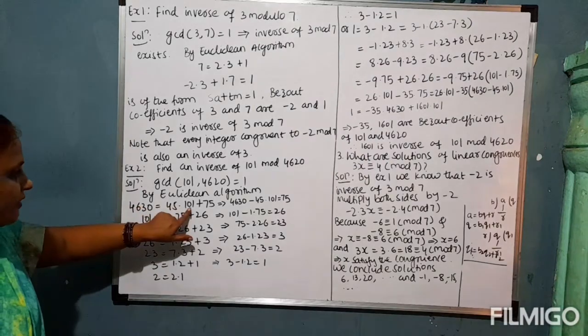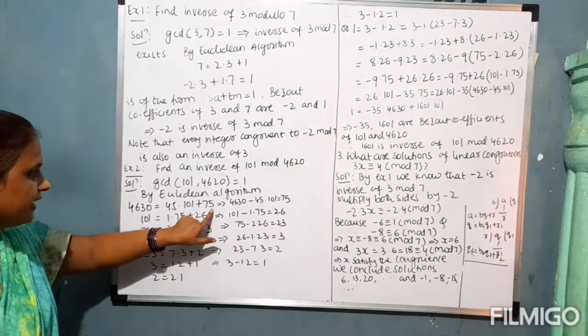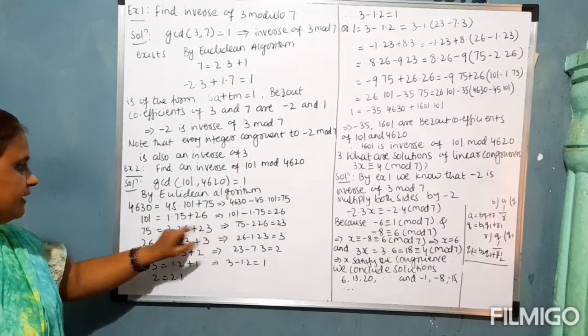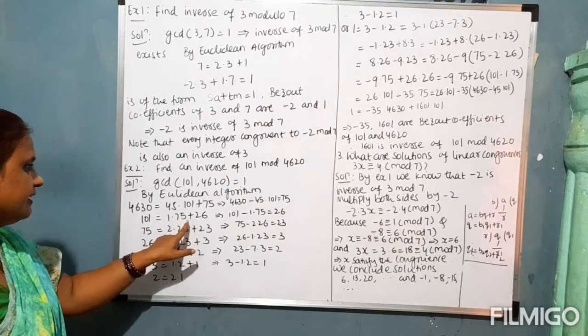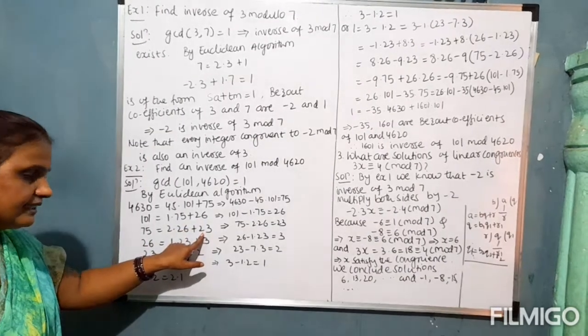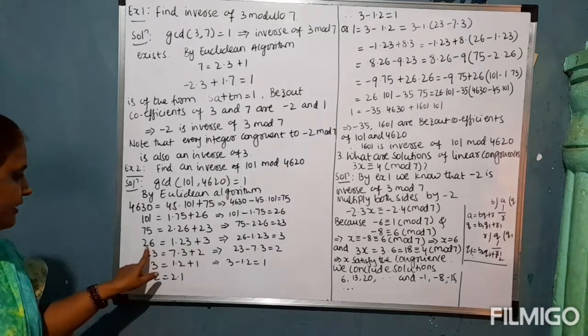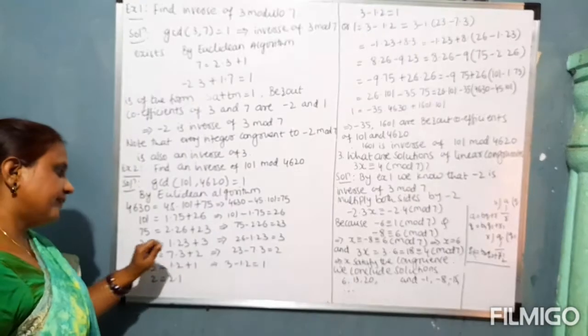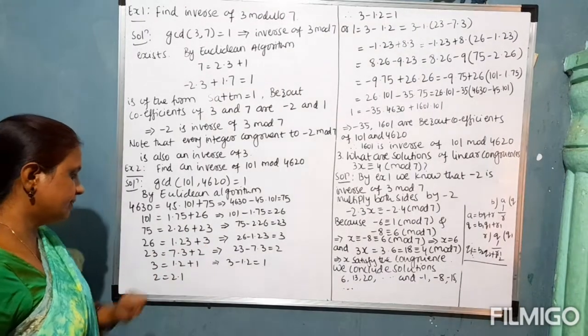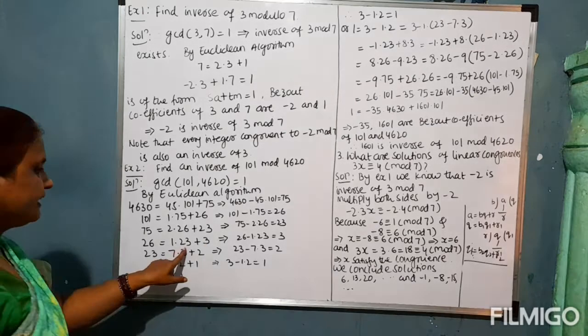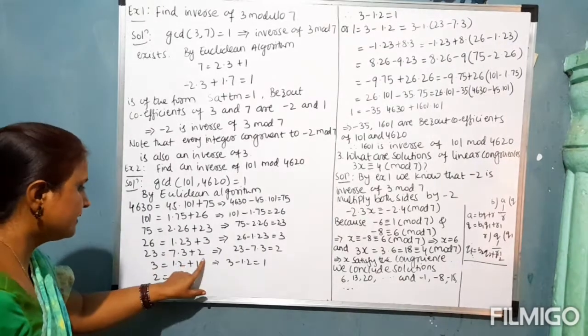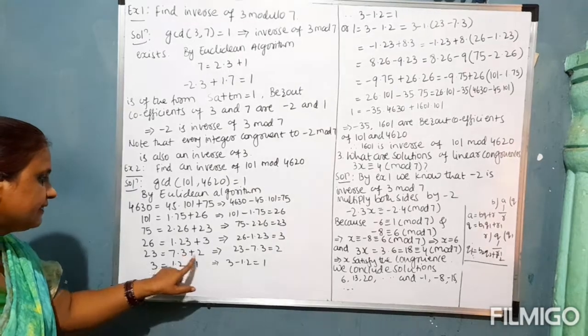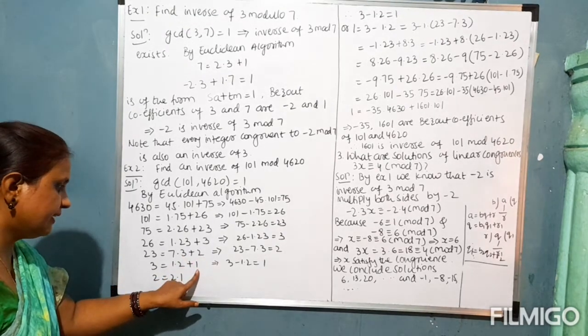Next, 101 is divided by 75, 26 is the remainder. Again 75 is divided by 26, 23 is the remainder. Next 26 is divided by 23, 3 is the remainder. Next 23 is divided by 3, 2 is the remainder. 3 is divided by 2, 1 is the remainder.